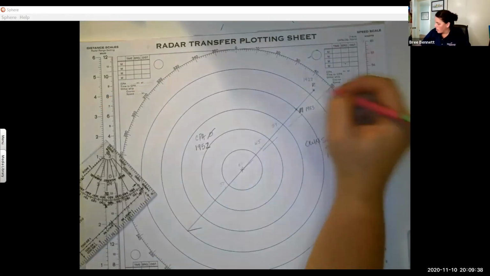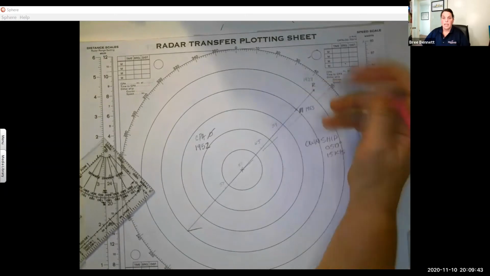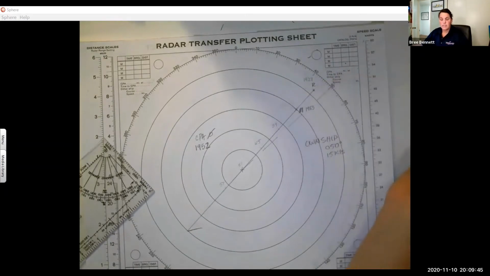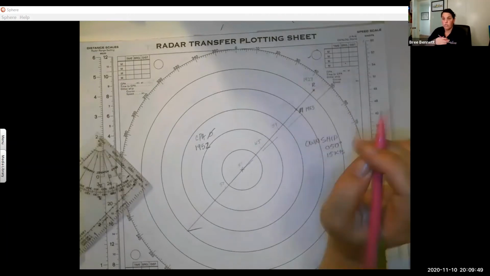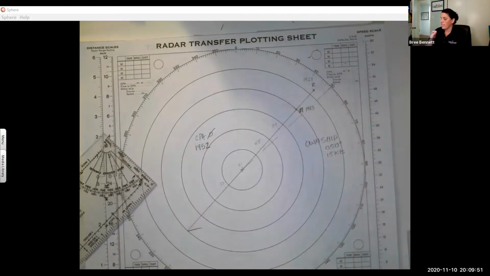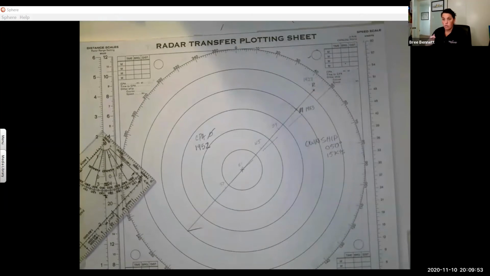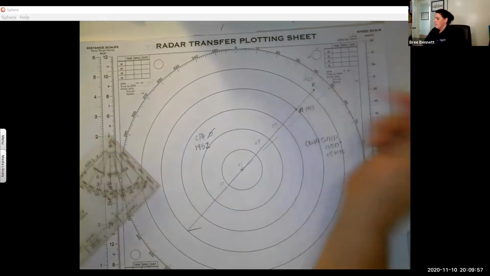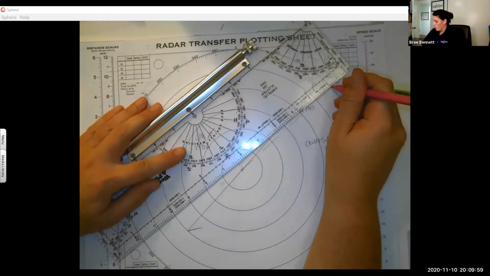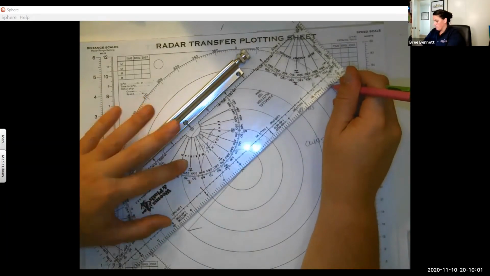Okay, so we have our R and our M. And now to create the triangle, we need to plot the E. What we do know is our own course and speed. So we can plot E to R, our own course and speed, and that will give us a spot for E. So my own ship's course was 050.